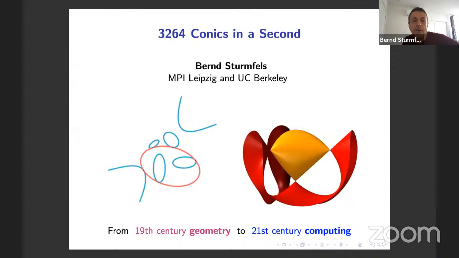The title of my talk is 3,264 conics in a second. And this takes us on a journey from 19th century geometry, illustrated by the left picture, to 21st century computing and data science, illustrated by the right picture.